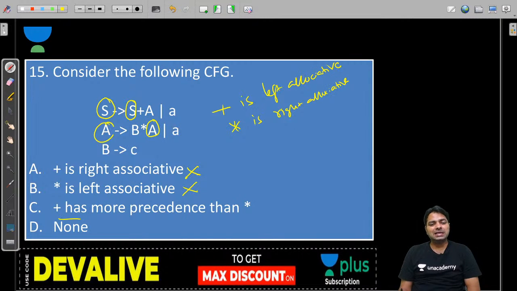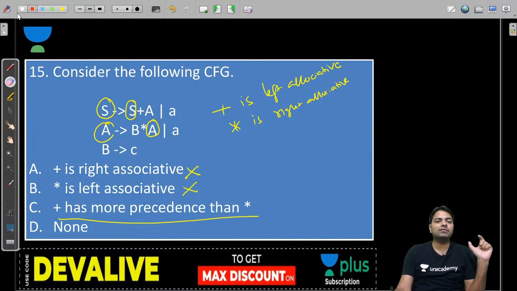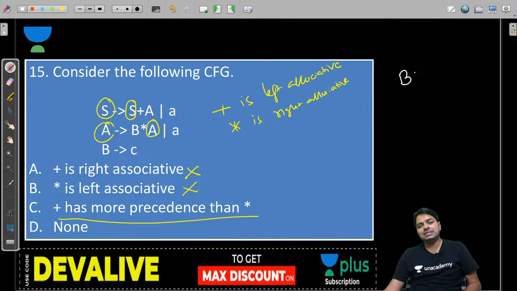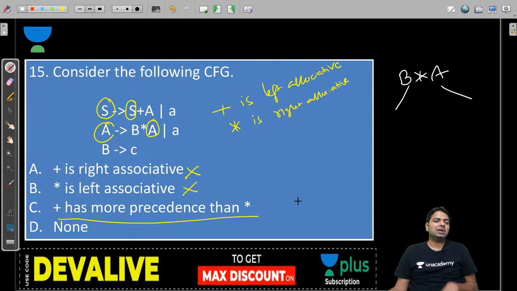Now we have to look at whether plus has more precedence than star. If plus has more precedence, when we take star, the plus should come from the bottom. So when we take this star operator, can you prove that B will give you plus? Plus is not possible on any side. Plus is not possible on any side. So this relation is also wrong. Right, so the answer is D.